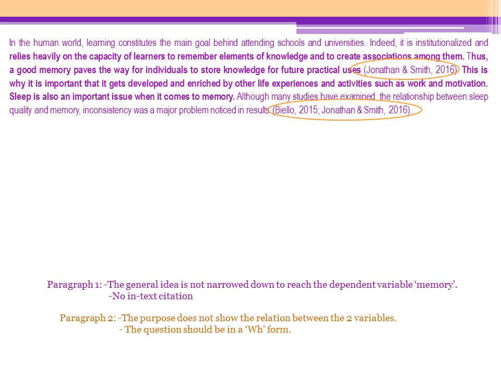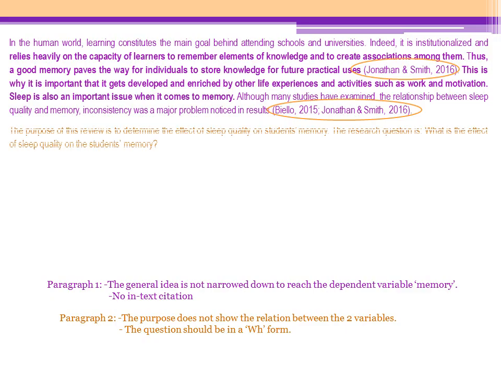Paragraph 2, the mistake was the purpose did not show the relation between the two variables, and the second mistake was that the question was not in WH form. The correction of this mistake would be: the purpose of this review is to determine the effect of sleep quality on students' memory. This corrects the first mistake of not showing the relationship. Here the relationship discusses the effect of both variables. And the research question: what is the effect of sleep quality on students' memory? We use what WH form.